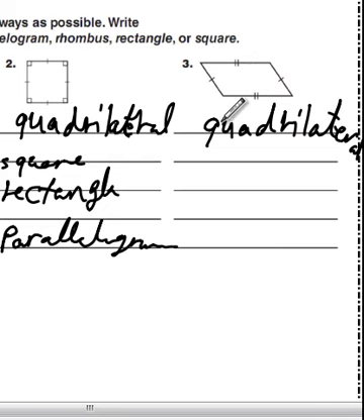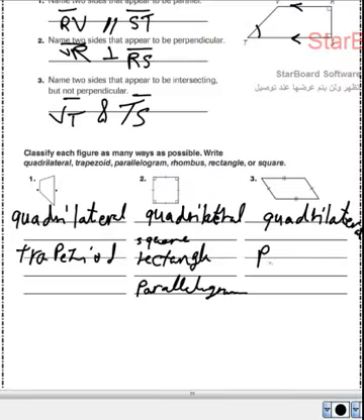Number 3. Yes, teacher, I know it. It's a parallelogram. Yeah, you are right. If you wrote a parallelogram, you are right. Is it a square? No. There are no right angles. Is it a rectangle? No. There are no right angles. Alright, let's go to the next question.